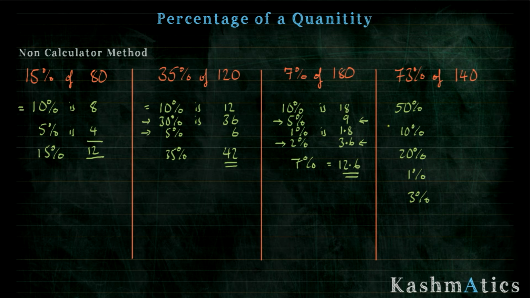And I always put an arrow next to the ones I'm going to add. So I'm going to add the 50%, the 20%, and the 3% to give me 73%. So 50% would be 140 divided by 2, and that would be 70.